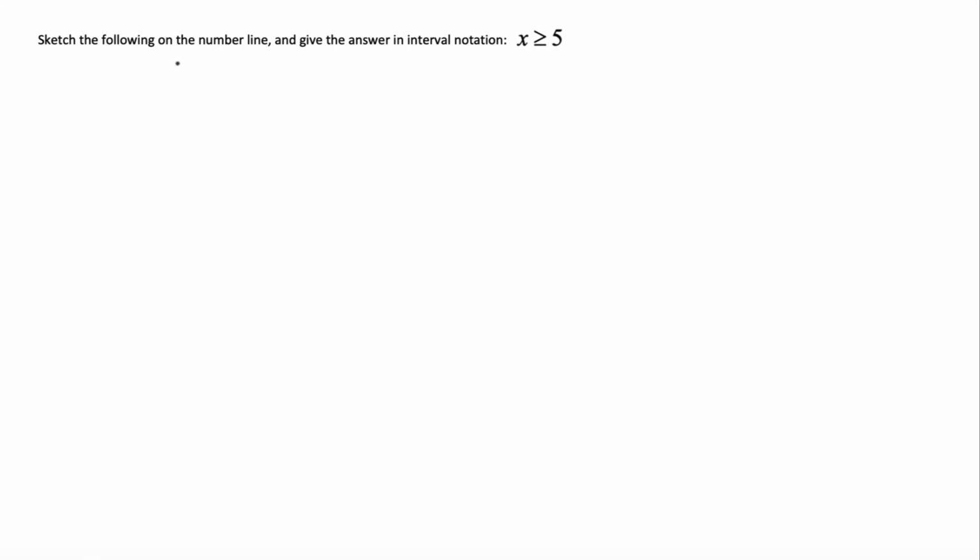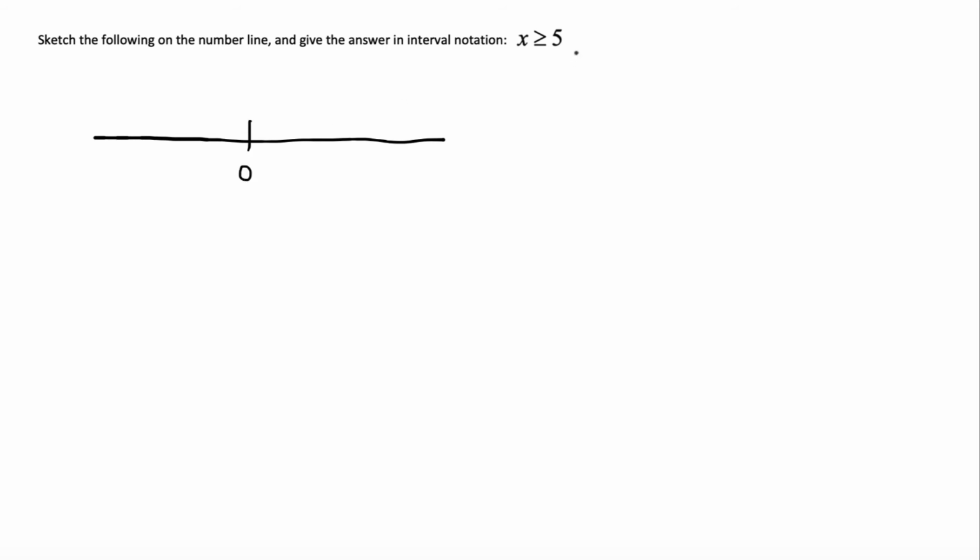Sketch the following on the number line and give the answer in interval notation. So the inequality we have here is x greater than or equal to 5. All right, so the first thing I'm going to do is draw the number line here. I'm going to mark off 0 just for reference here.